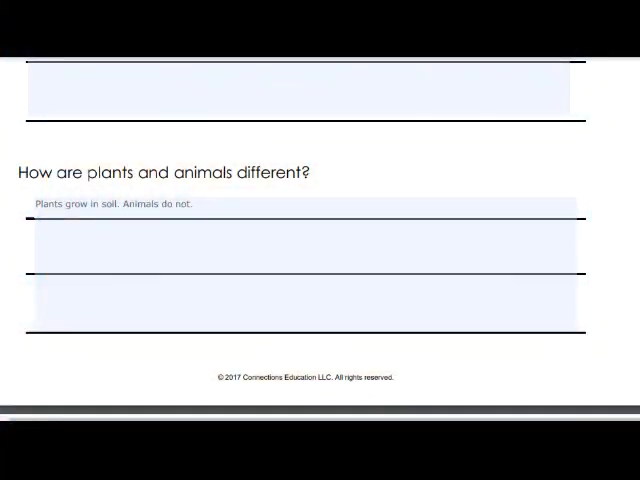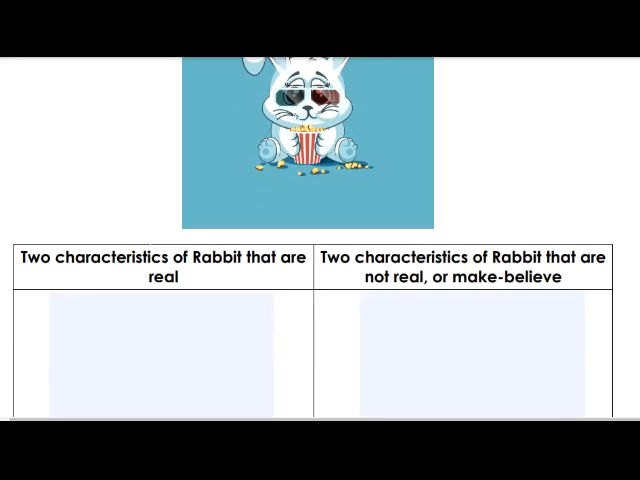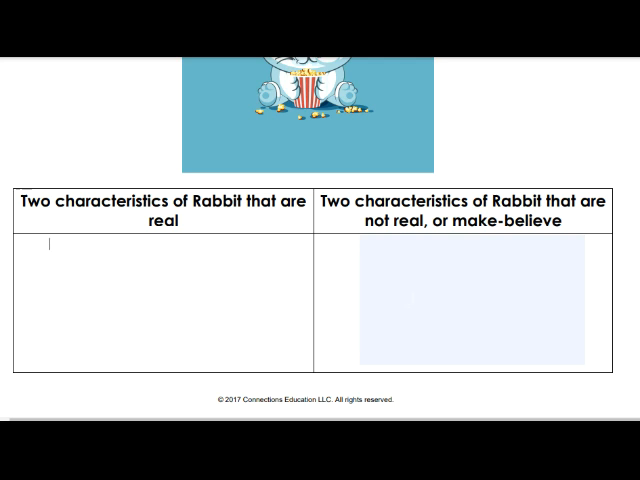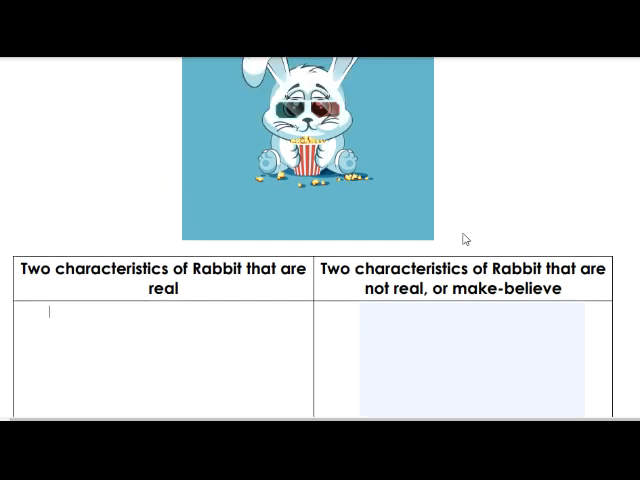All right, let's look at the last part of our worksheet together. I've got a picture of this funny bunny, right? He's eating popcorn. He's got on some glasses. Definitely some things are going on that we don't usually see bunnies do. But I do see some things that are real. Look at this picture. What's one characteristic you see that shows how the rabbit is real?